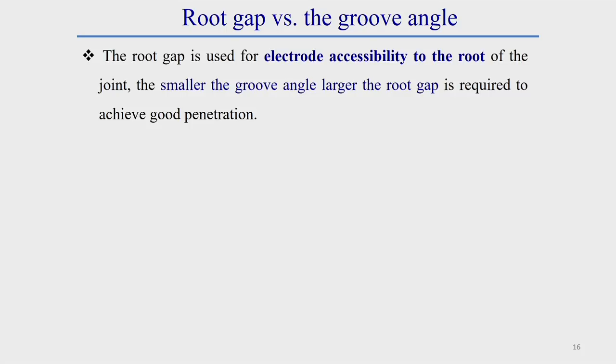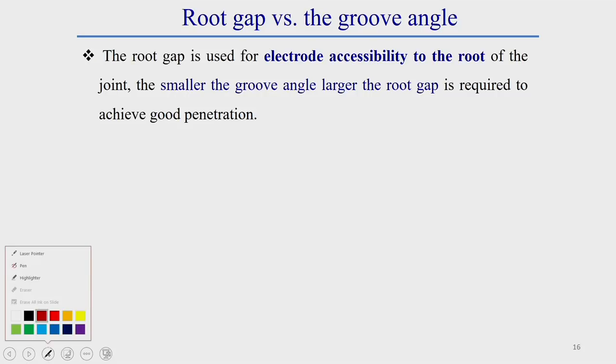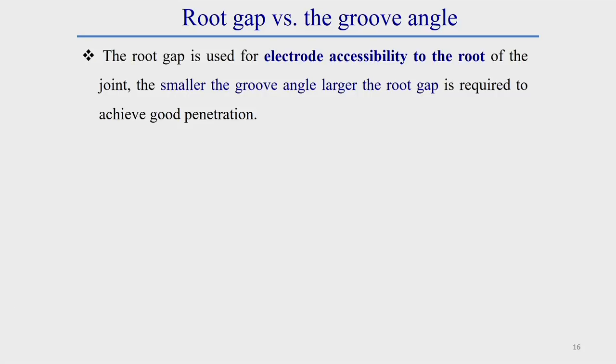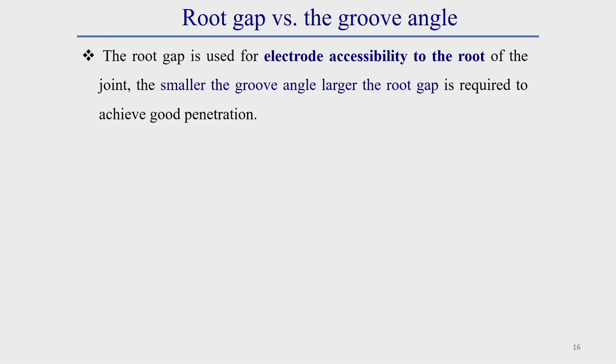Now some other information is also required, that is root gap versus root opening. Once we go for root gap versus root opening, one thing we should know is why root gap is required. Root gap is required for electrode accessibility and for proper welding fusion. With a lesser groove angle, the root opening should be more. I am just giving you an example.